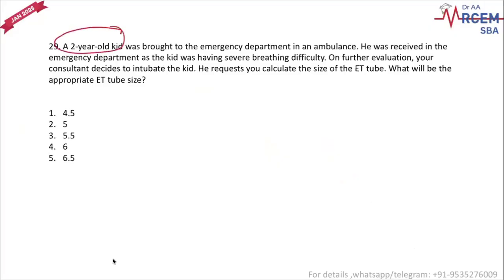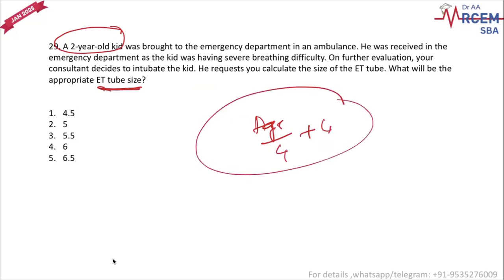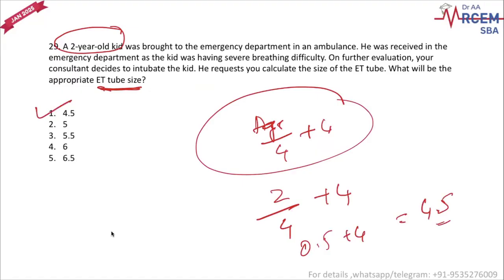Now we have a 2 year old kid. Again, they have asked you to calculate the ET tube size. So age divided by 4 plus 4 is the formula we are using there, because they have not mentioned cuffed or uncuffed. So 2 divided by 4 plus 4 will be 0.5 plus 4. It is nothing but 4.5. So the right answer is the first one, 4.5.